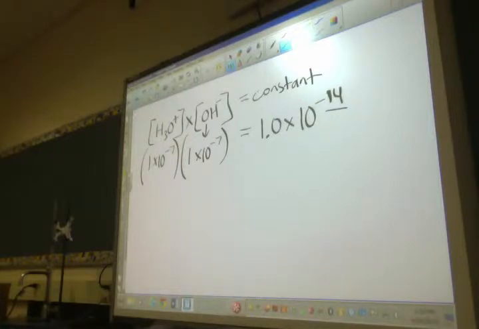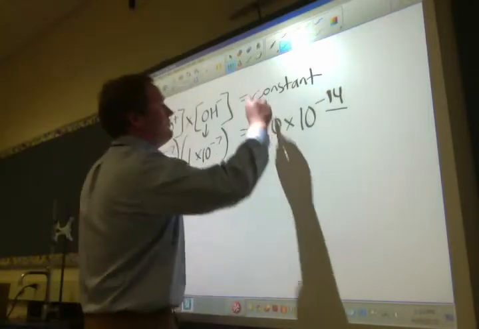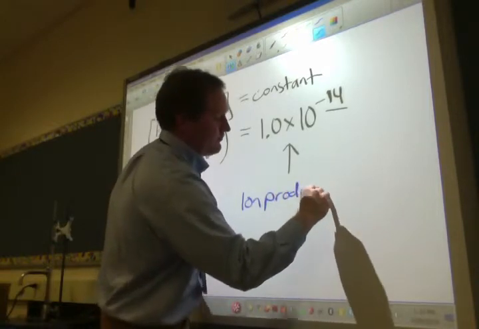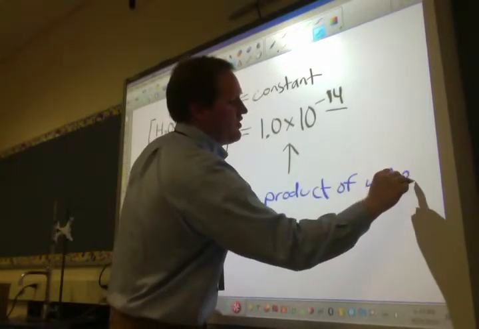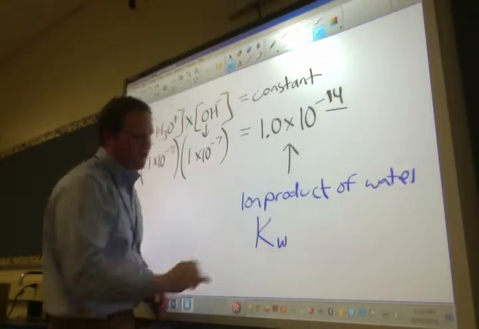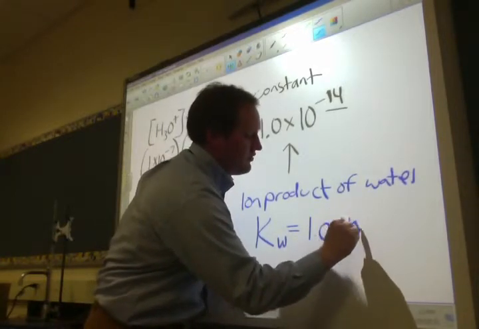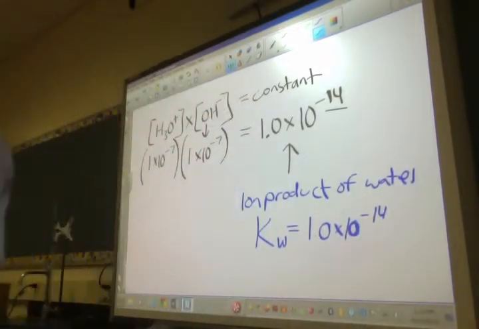In other words, concentration of hydronium ion times concentration of hydroxide ion always equals 1.0 times 10 to the negative 14. This number here is called the ion product of water, and its symbol is K with a little subscript W. That equals 1.0 times 10 to the negative 14. This does change slightly as the temperature of the water changes, but we're going to always assume that it's this value. It's very easy to work with. So that represents the constant of water.